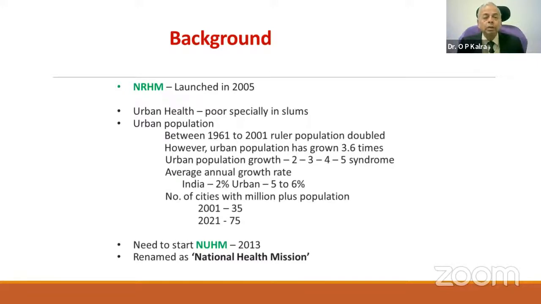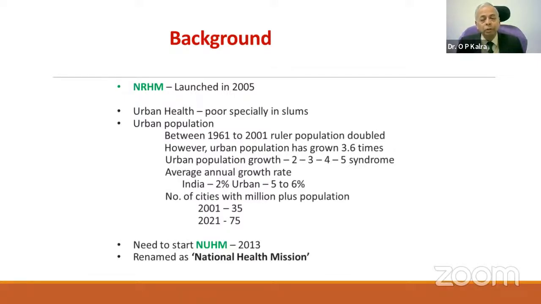It was felt that particularly in the cities, the health of the people living in the urban slums is very poor, and much more miserable than even the worst villages. Therefore, it was felt that we need to do something about the urban areas also. In fact, between the years 1961 to 2001, the rural population had doubled. However, the urban population had grown nearly 3.6 times.